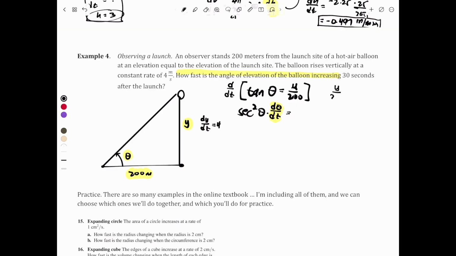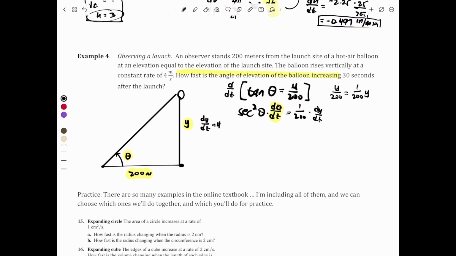Remember, y over 200 is the same as 1 over 200 times y. That's a constant multiple. So I can just say that derivative is 1 over 200 times dy/dt, which we know is 4, right? So what do we have here? This is our equation. Secant squared theta d theta/dt equals 1 over 200 dy/dt. We want to solve for d theta/dt.